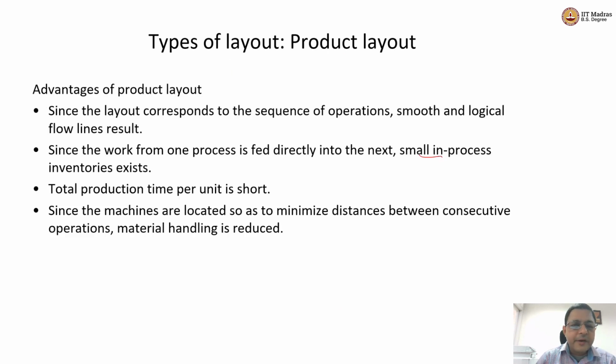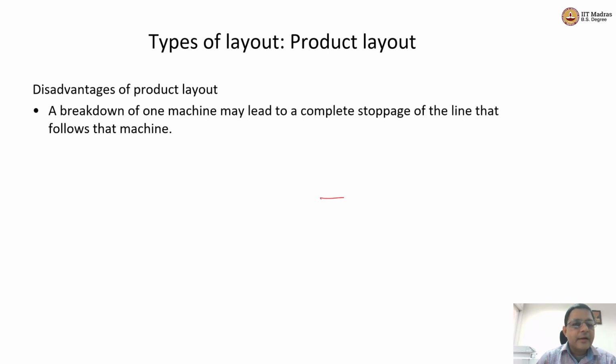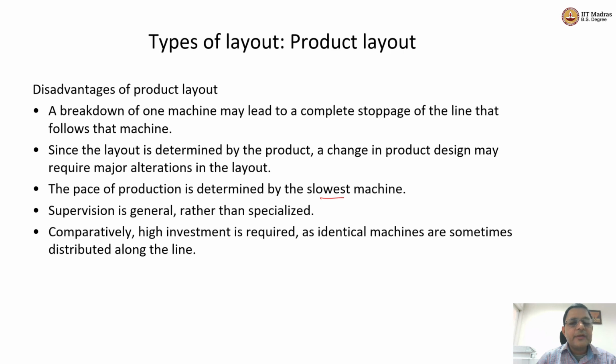So the investment in product layout is going to be higher purely because you may have to invest in the same identical machine multiple times, because it is required multiple times in the sequence of operations. Okay, I hope these disadvantages are clear to you now. I hope the product layout is clear to you now. What is product layout? Product layout is arrangement of facilities based on the sequence of operations.